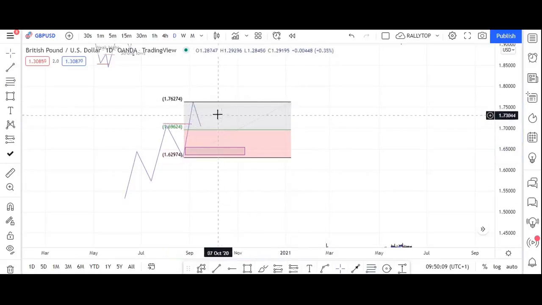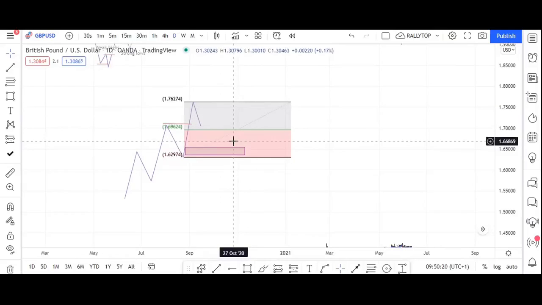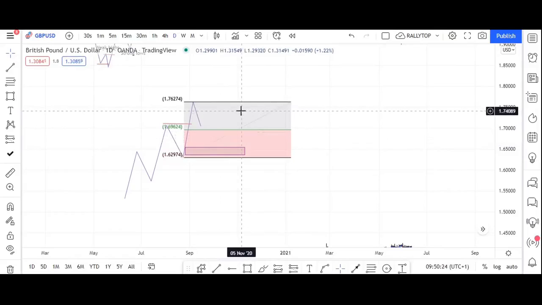This light blue box above is your premium zone. This light red box below is your discount zone. You want to buy from discount and you want to sell from premium.